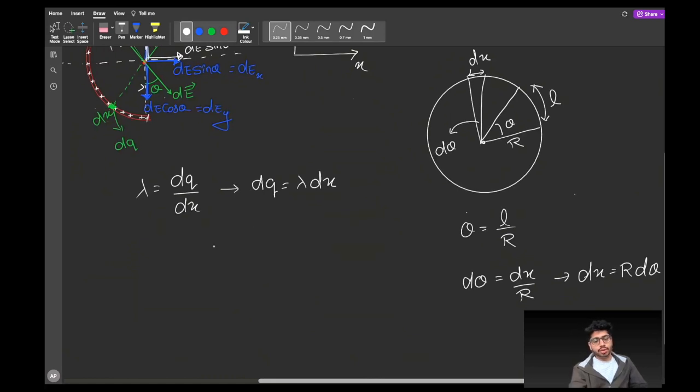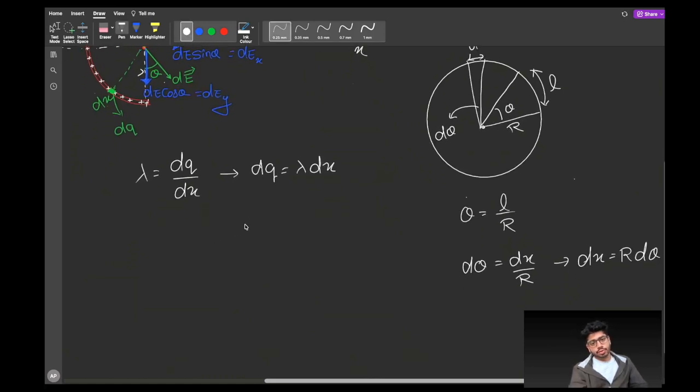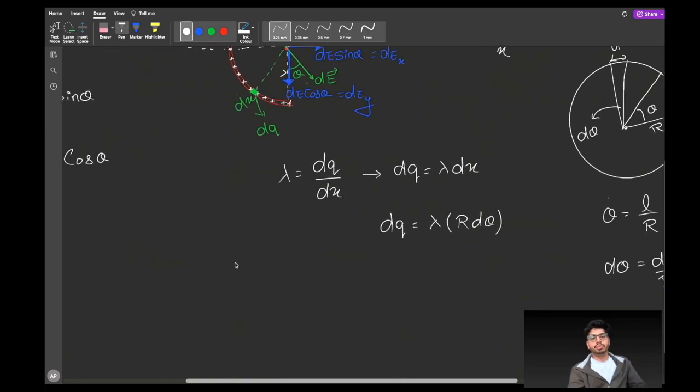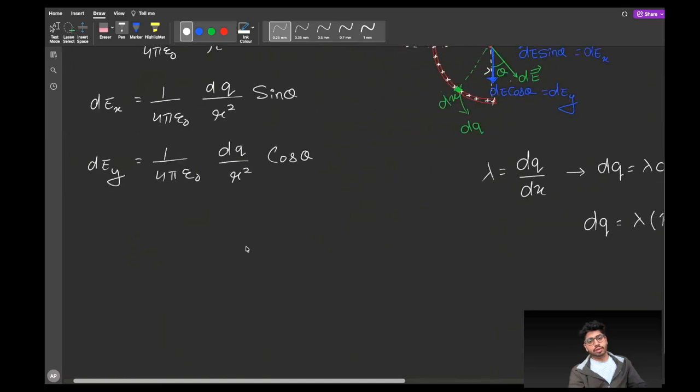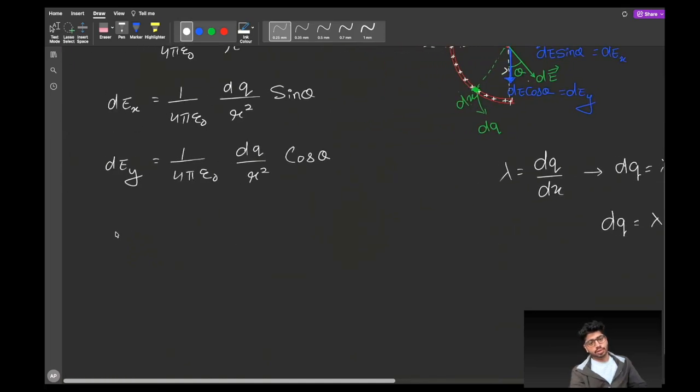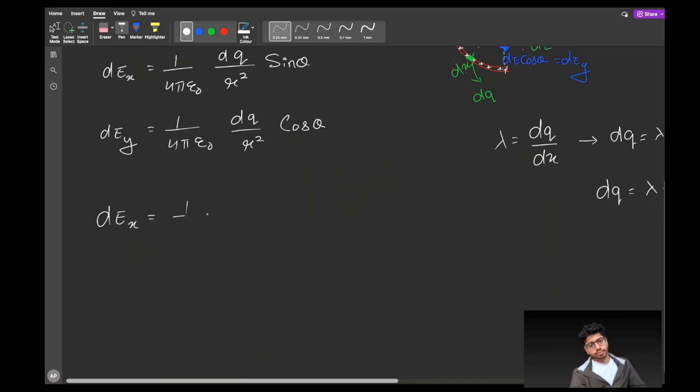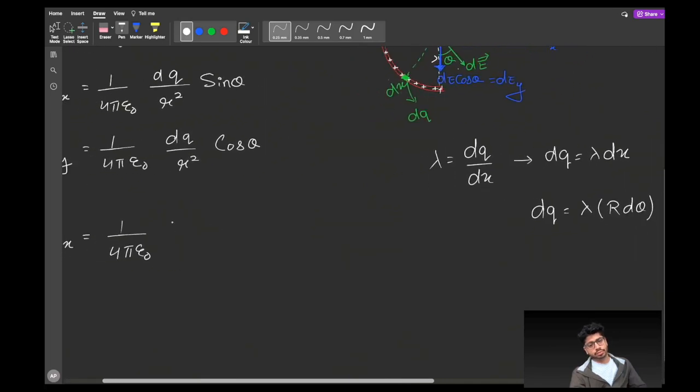So let's substitute the values here. So dq becomes, by putting the dx value, r d theta. So let's plug in the values. So dq is equal to lambda r d theta. So let's plug in the values in both the equations. Lambda r d theta divided by r.